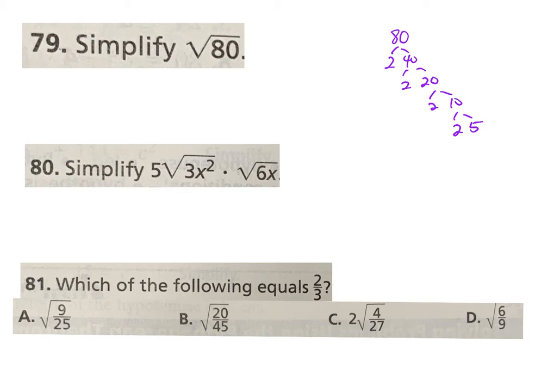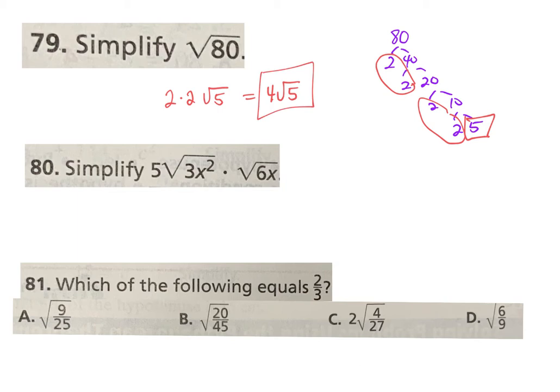So we're going to see what pairs up. We can take that out. 2's pair up, so a 2 can come out. Another set of 2's pair up, another 2 can come out. 5 does not pair with anything, so it will stay in. You should have gotten C, which was 4 square root of 5.